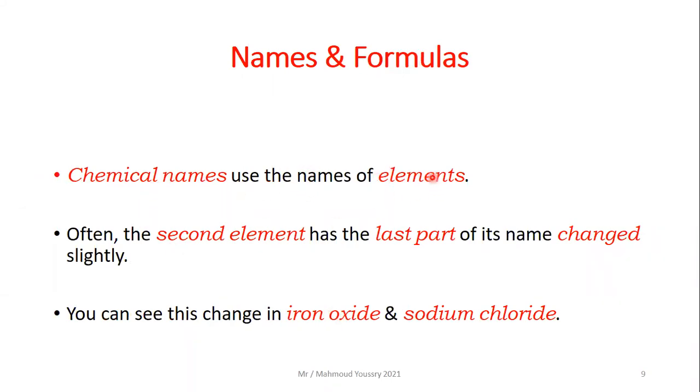Chemical names use the names of elements. Often the second element has the last part of its name changed slightly. You can see this change in iron oxide and sodium chloride. The last part of the second element is changed slightly.